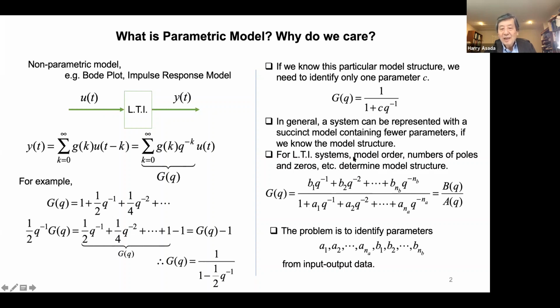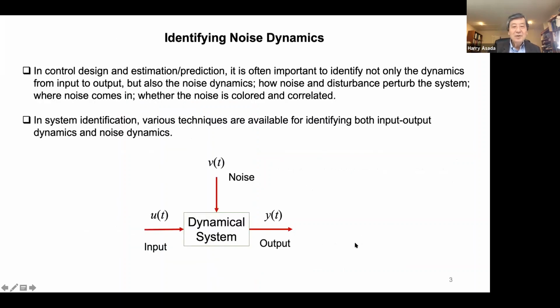In a more general case, we have, say, the denominator side a1 to a_na, and the numerator side b1 to b_nb. These are the parameters we would like to estimate. But it's fewer than an infinite number of parameters. Okay, good. So that's one thing we would like to do, parametric system identification.